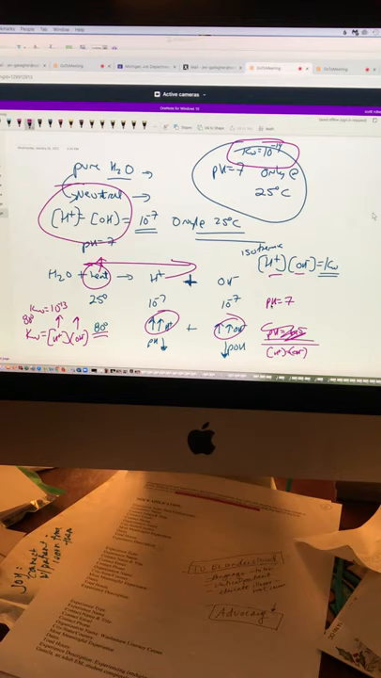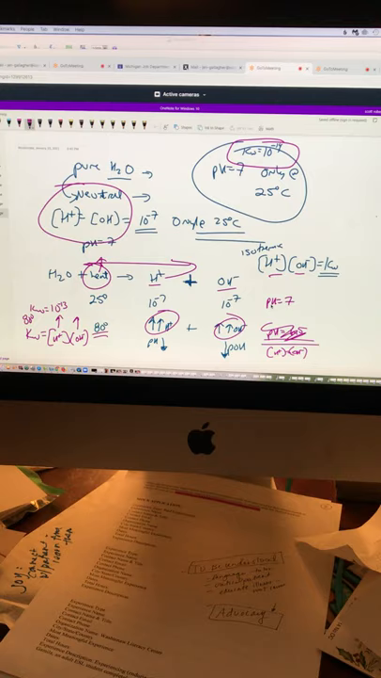But it's a perfect example of Le Chatelier in action. So Le Chatelier's principle says, at higher temperature, I'm going to make more H plus and more OH minus. I'm going to stay neutral. And if I'm going to stay neutral, H plus equals OH minus. But if I increase H plus, pH goes down. If I increase OH minus, pH goes down.